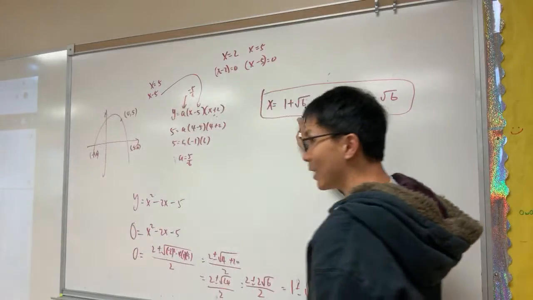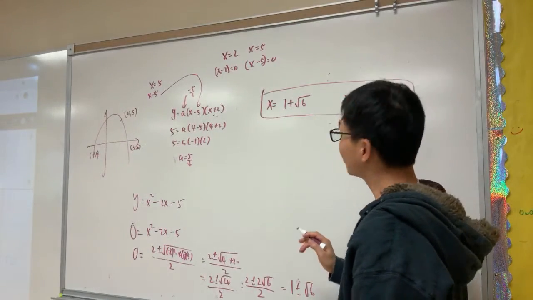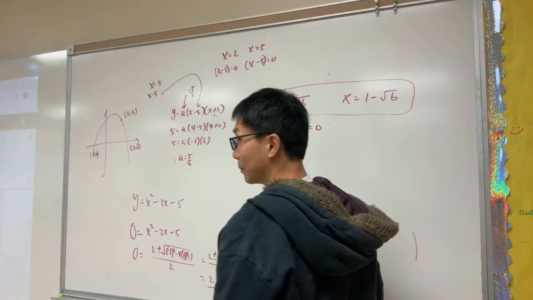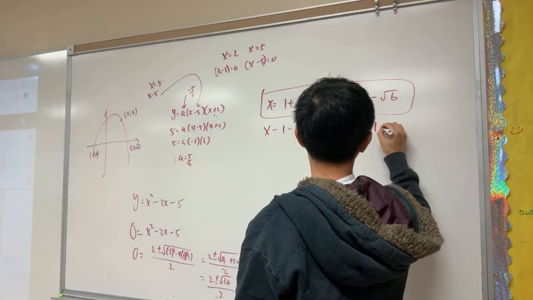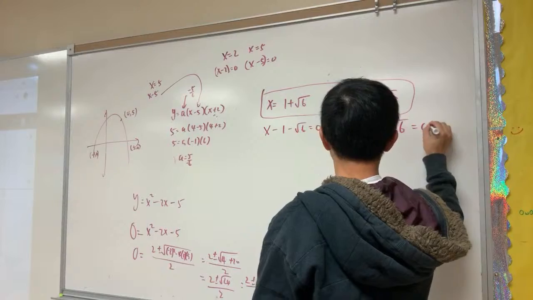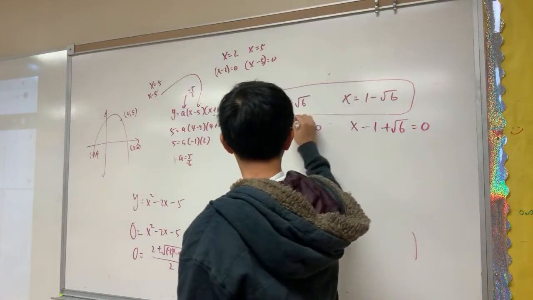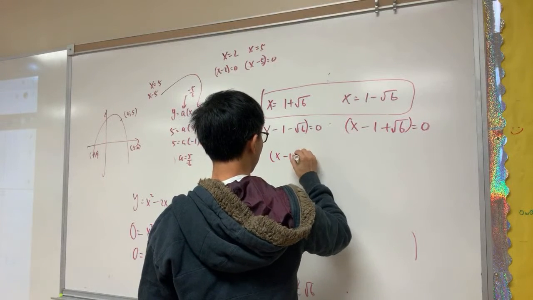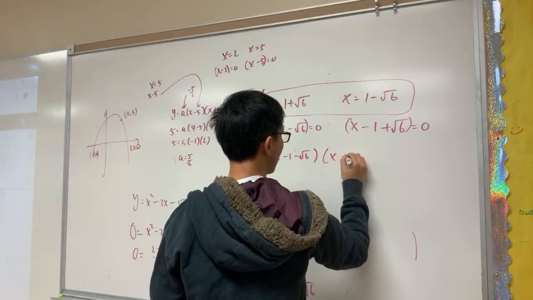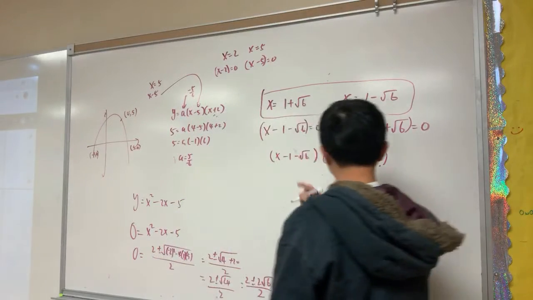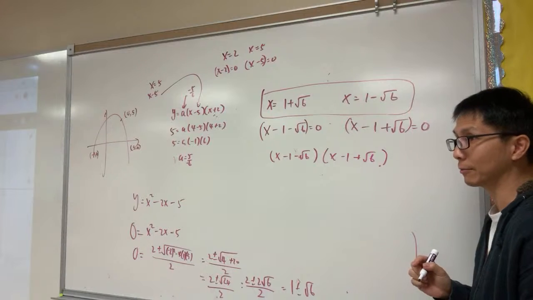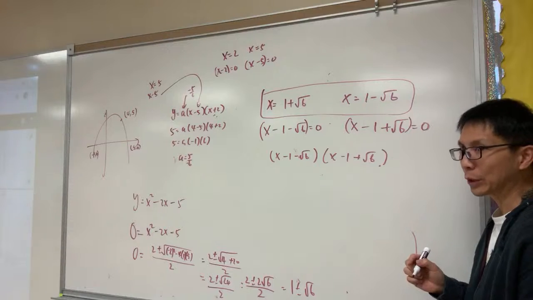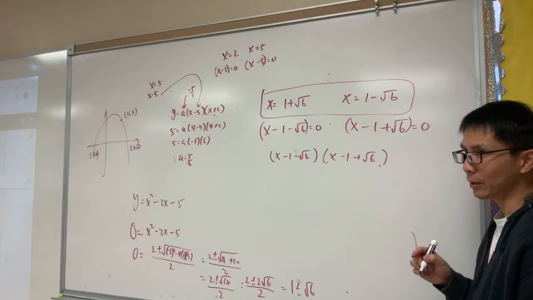So can I do the same thing, move everything to the other side? Yeah. x minus 1 minus the square root of 6 equal to 0. x minus 1 plus the square root of 6 is equal to 0. If I multiply those 2 factors together, if I FOIL this, I should go back to the original state. But no, I'm not going to FOIL that. It's too much work. But there's another way to do it.